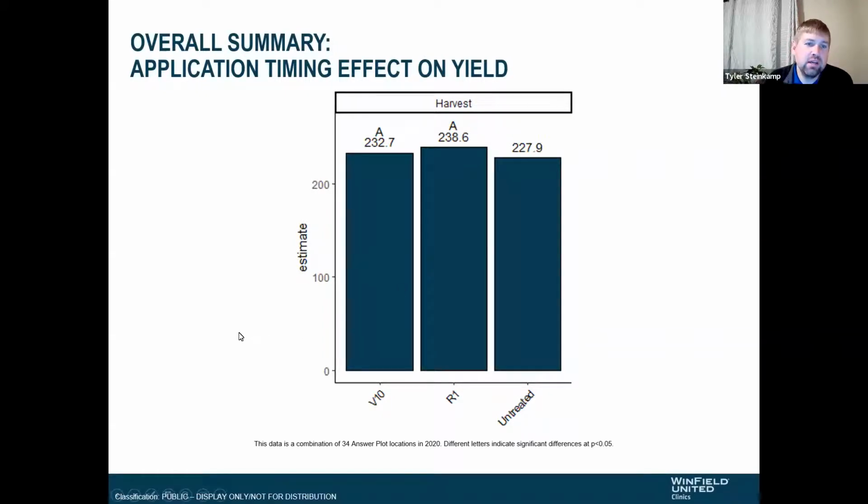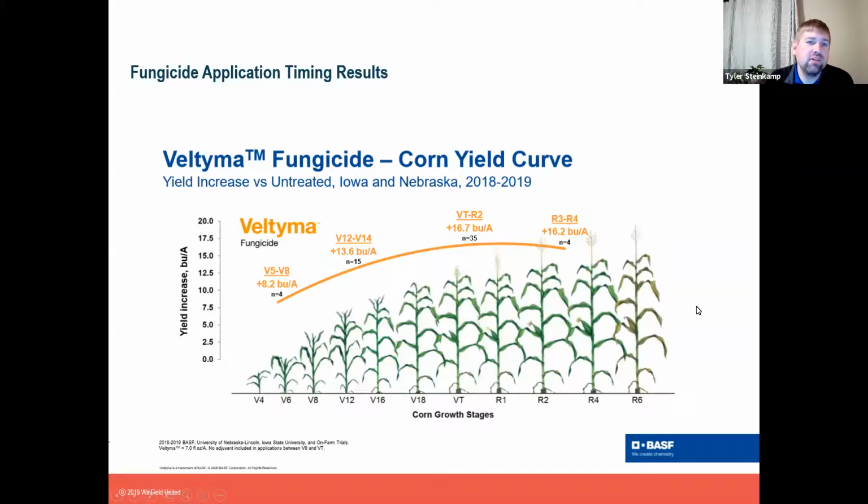Okay, and by the way, BASF actually found much the same thing. Okay, so this is some data that I received from BASF. You can see, and this is from BASF, University of Lincoln, Nebraska, Iowa State University, and on-farm trials. You can see that V12 to V14 was at about 13.6. VT to R2 was the most consistent at 16.7.